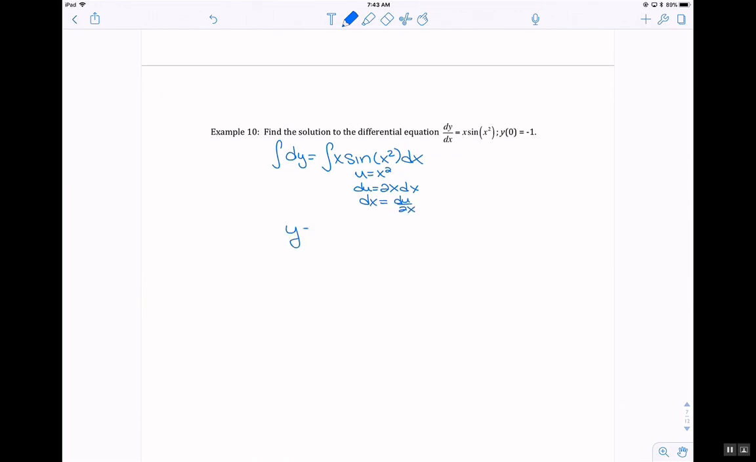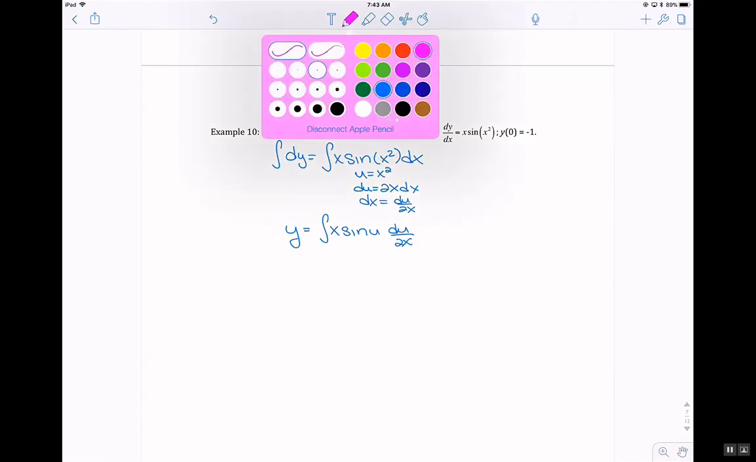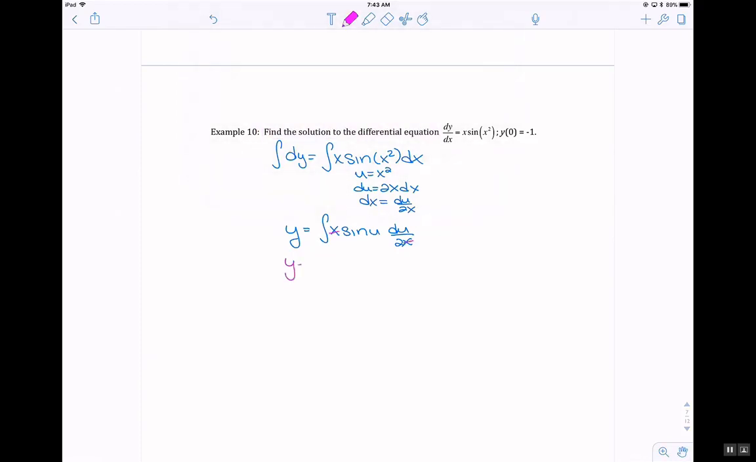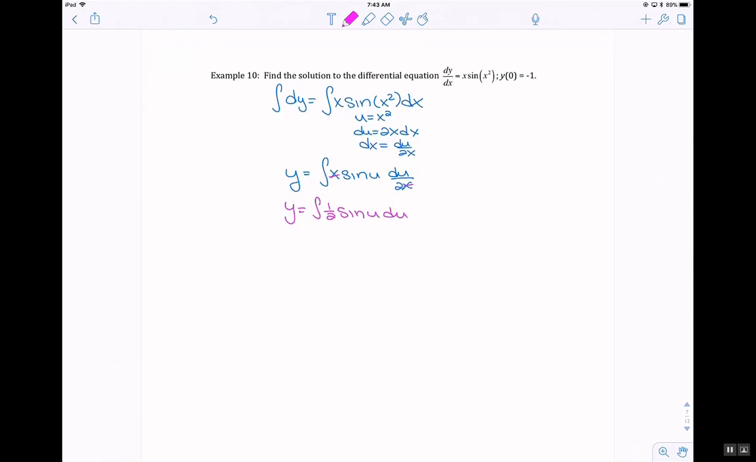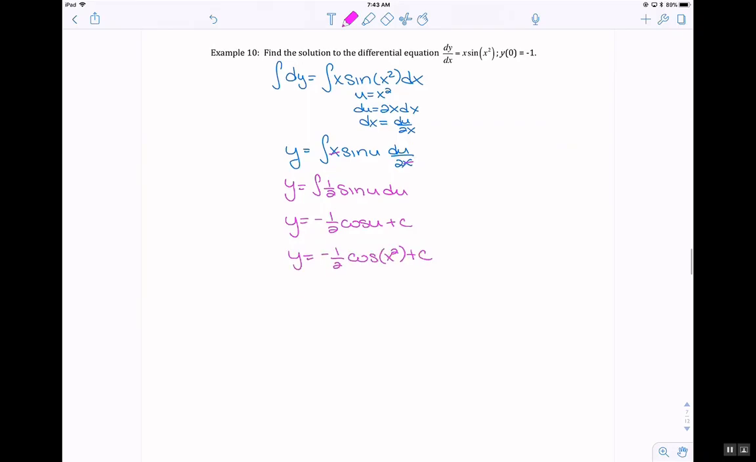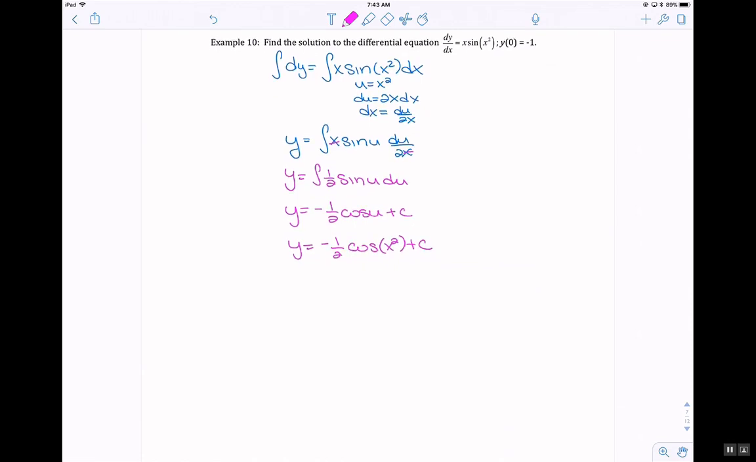So this is y is equal to the antiderivative of x sine of u du over 2x. The x's cancel out, so this is y is equal to the antiderivative of 1/2 sine of u du. The antiderivative of sine is negative cosine, so y is equal to negative 1/2 cosine of u plus c. So y is negative 1/2 cosine of x squared plus c, and then I'm going to solve for c.